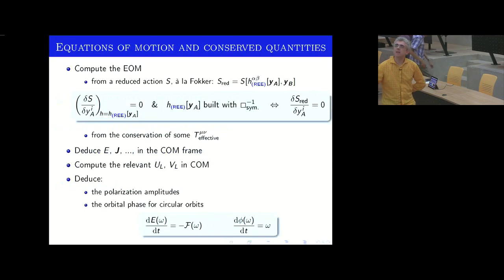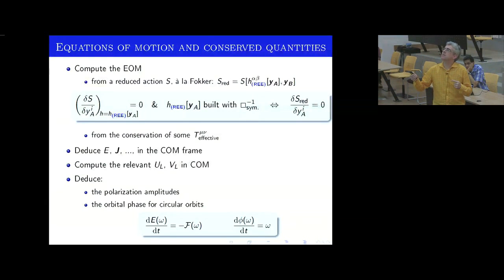Here, let me tell you quickly the two main methods we use to derive the equations of motion. The most powerful method is the Fokker-Lagrangian method. You take the Einstein-Hilbert action, or better, the Einstein action, and you add the matter contribution, of course. Then you replace inside this action the field variable by the solution of the Euler-Lagrange equation for the field.